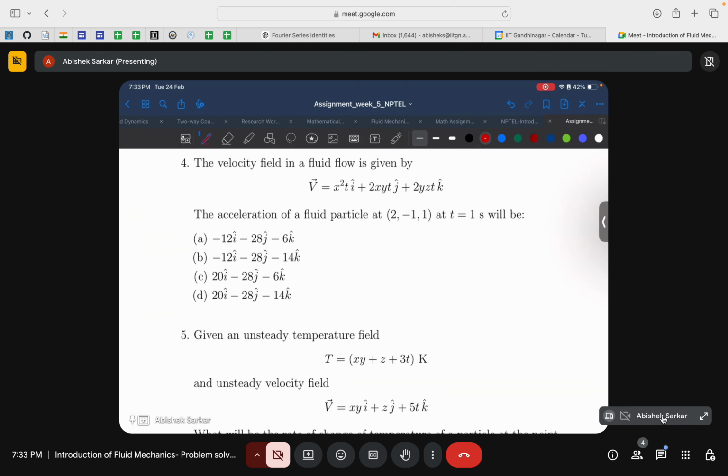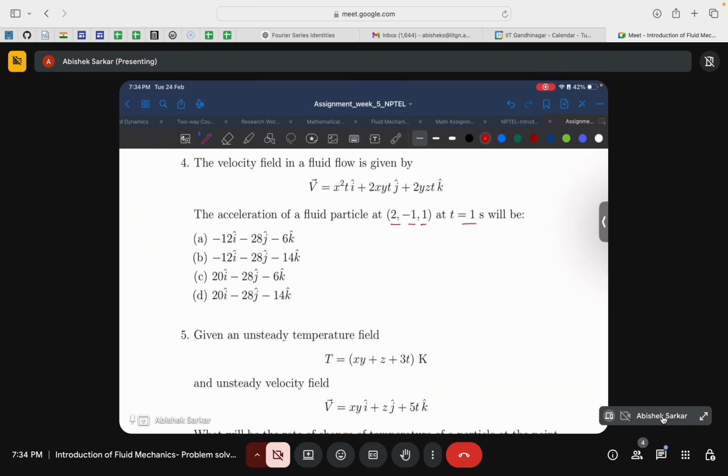Okay, let us try question number 4. So question number 4, the velocity field is given by x square t i cap. Let me just verify whether I've written it correctly or not, otherwise it will be complicated. Okay, let me just check. You can go through the question meanwhile, no problem. So v is x square t i cap plus 2xy t j cap plus 2yz t k cap. Okay, so it is correct, and we need to find the acceleration of the flow field at the position 2, -1 and 1 for time t equal to 1.